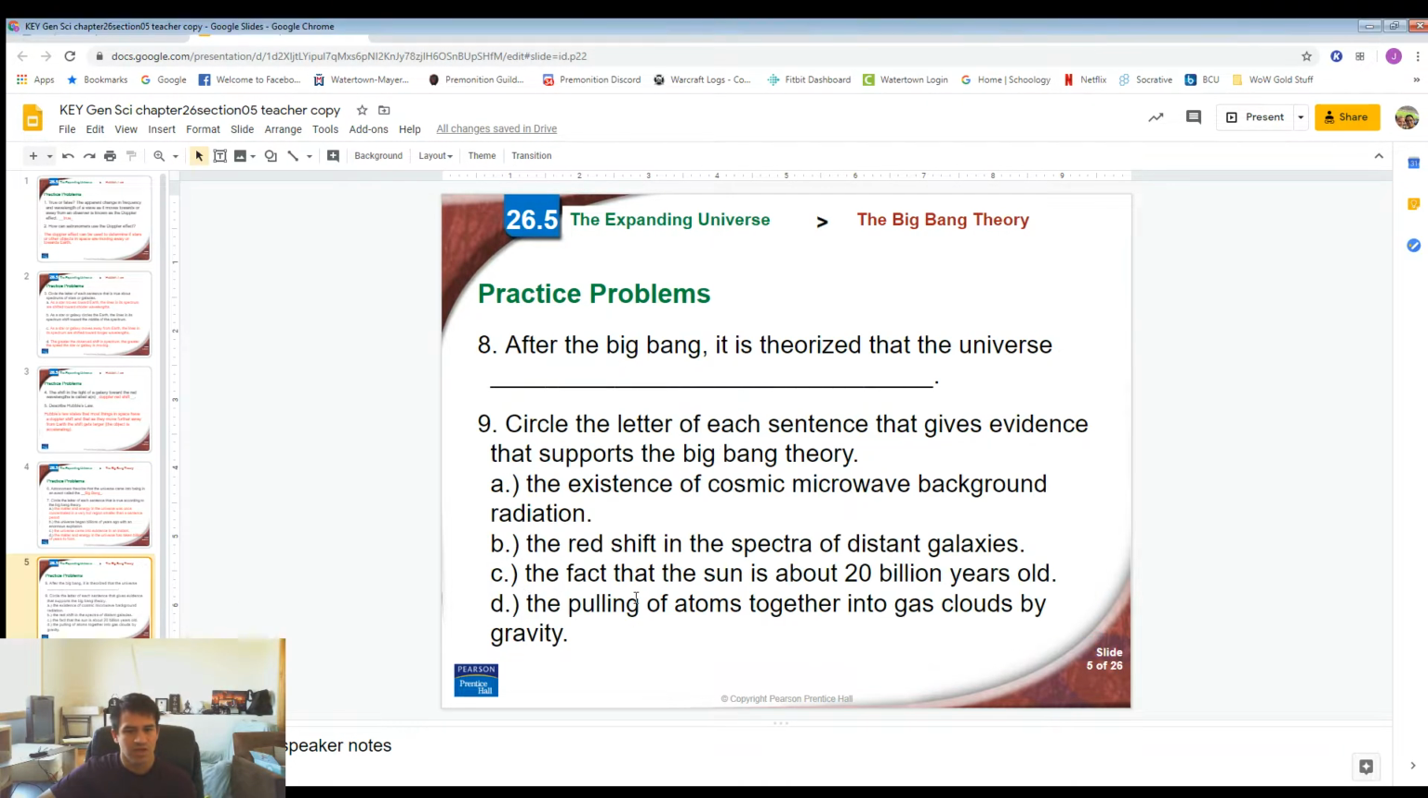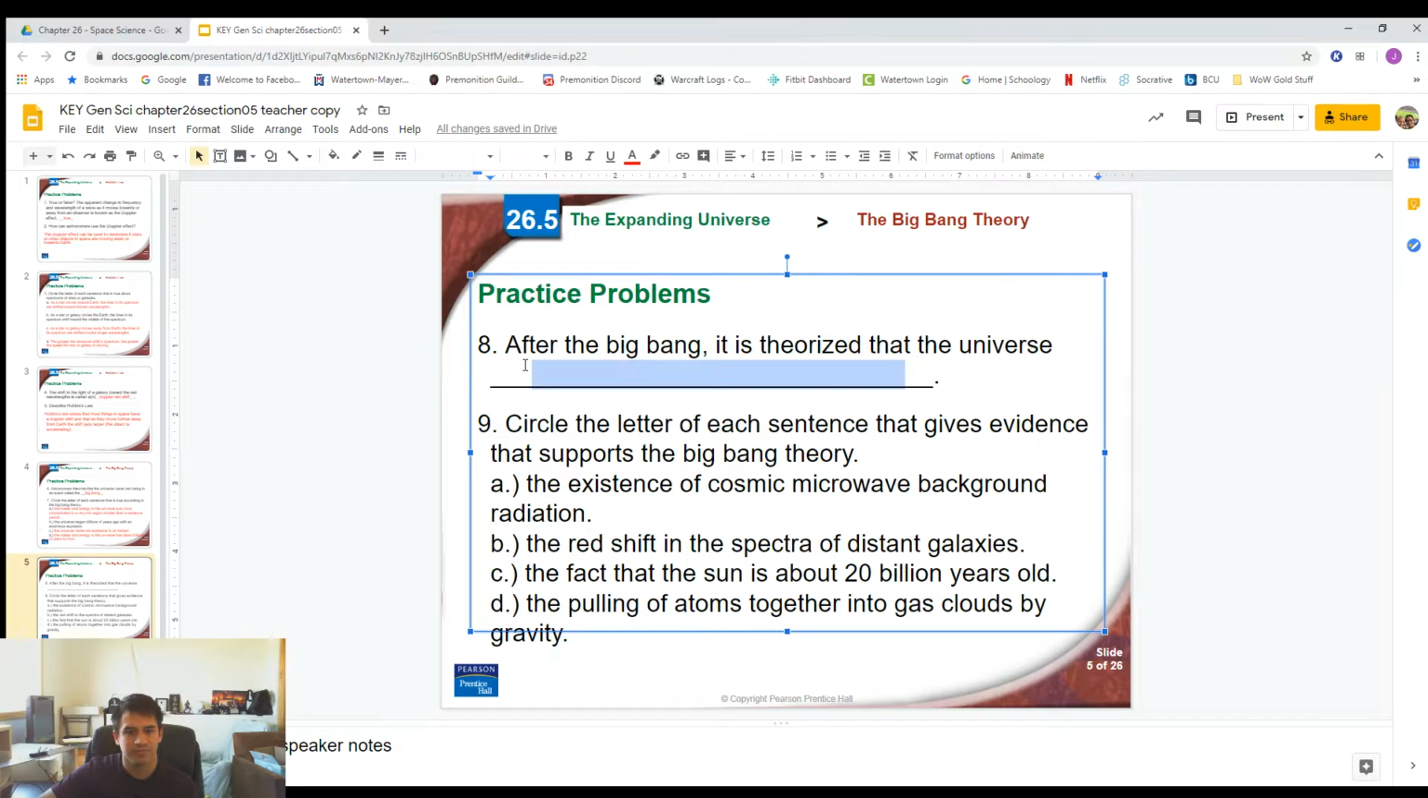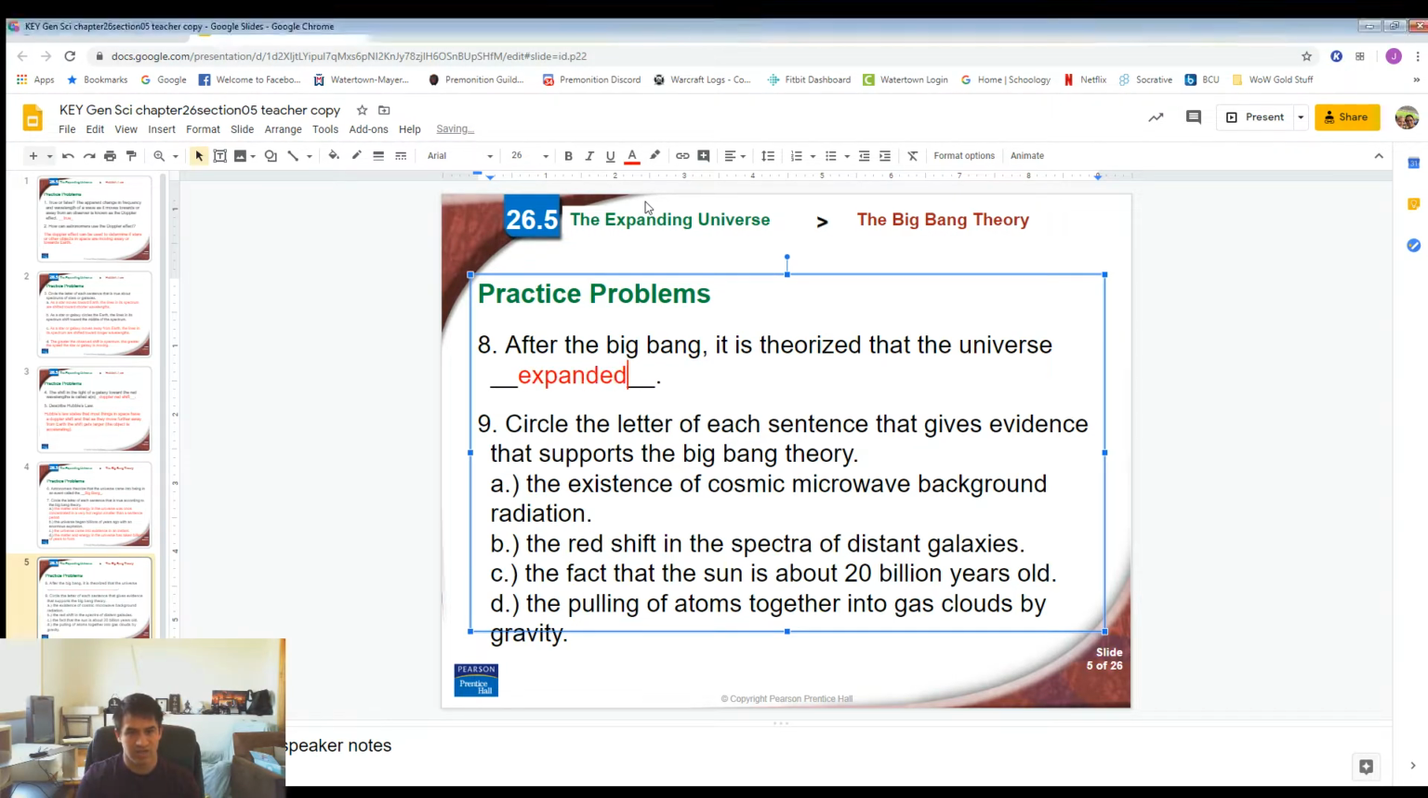So number 8, after the Big Bang, it is theorized that the universe expanded and cooled down. So it's theorized that once the Big Bang began, the universe expanded very quickly, and over time it cooled down, which then allowed particles to form, and matter, and then stars and planets and stuff to form over a very long period of time.